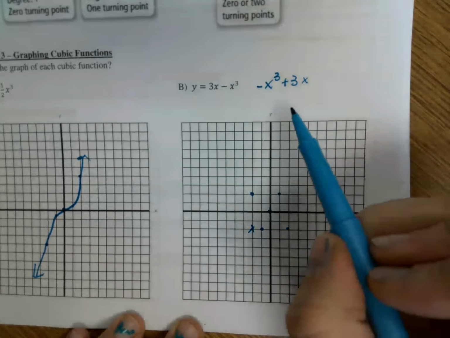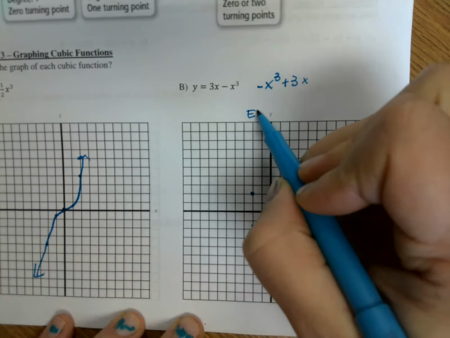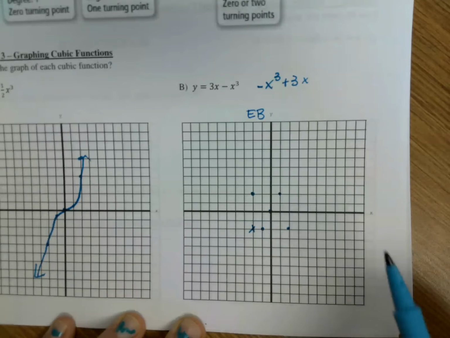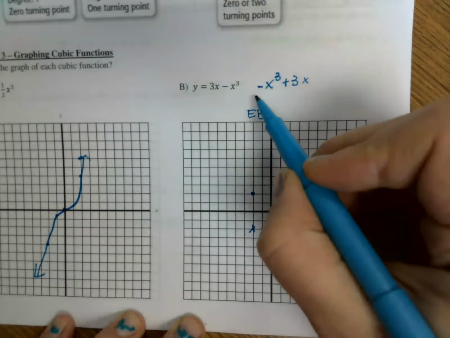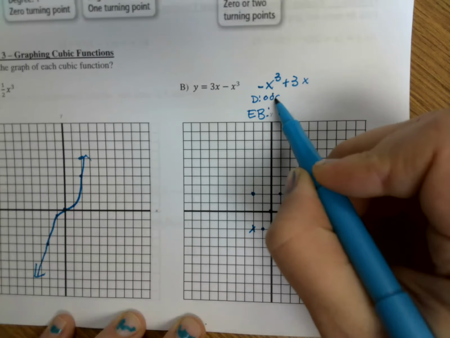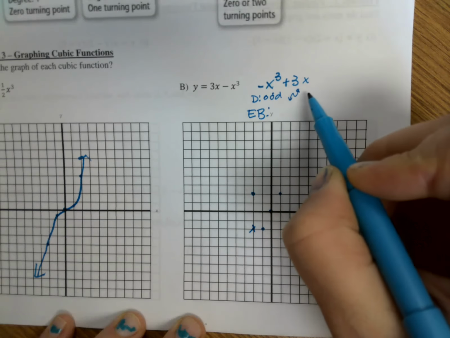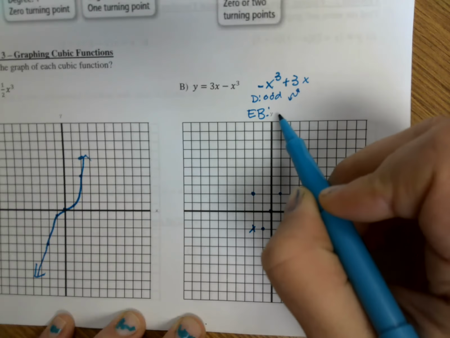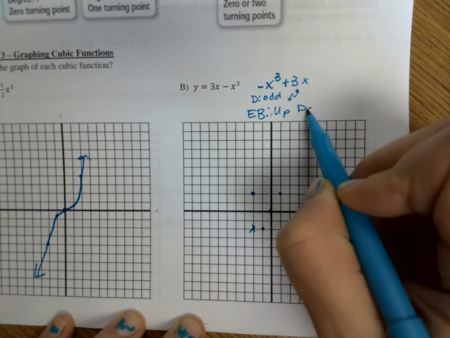Now one thing I'm going to do is look at my end behavior, because it's kind of hard to see what's going on here. For my end behavior, this degree is odd, so that means it's going to be opposite. But because it's negative, those would flip. So it goes up, down.